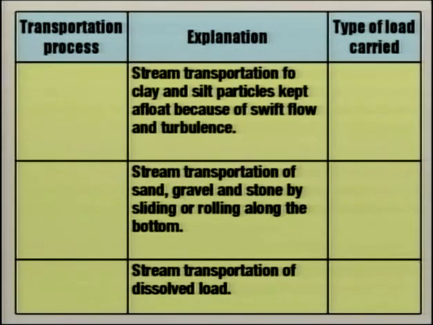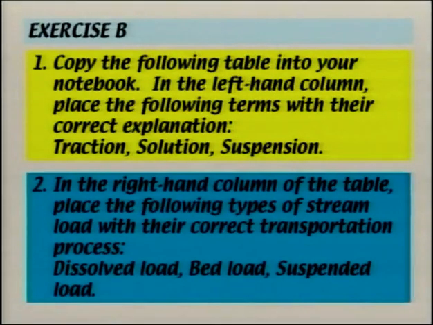Okay, have you all made note of that information? We go back to the instructions so that you know exactly what you're supposed to do. You have now constructed 3 columns in your exercise book. The first column has the heading transportation process, the second column has the explanation, and the third column has type of load carried. You were supposed to copy the table into your notebook. You have done that.